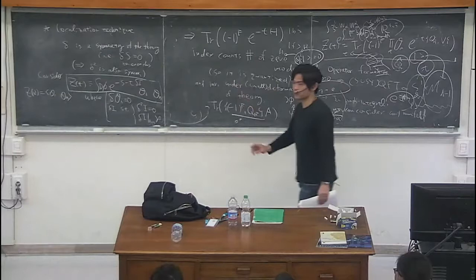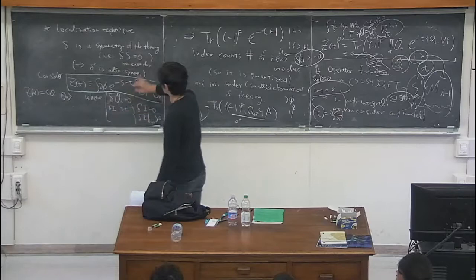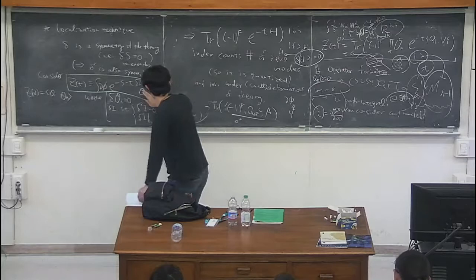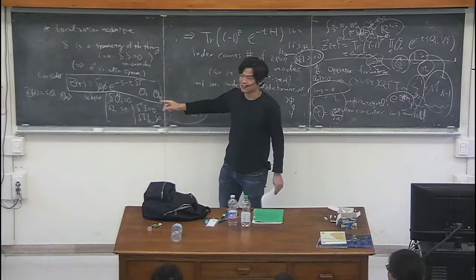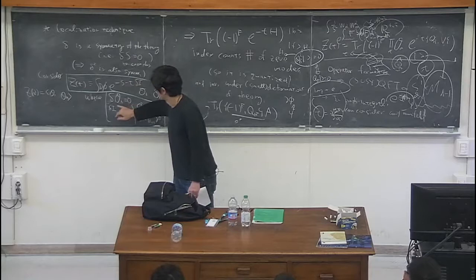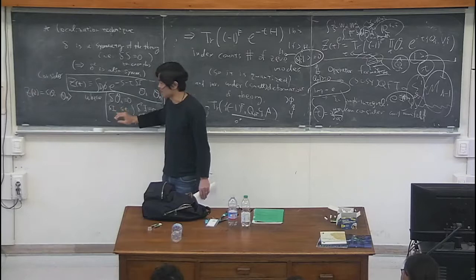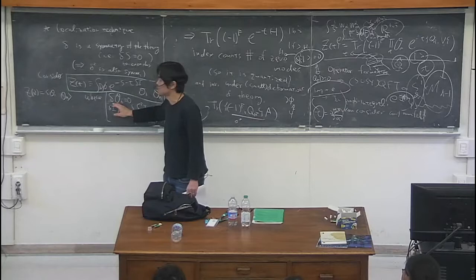The assumption is that delta is a symmetry, so delta S vanishes by acting delta, and O1 to On, this is some operator insertion. This is also an invariant operator for this symmetry. In the supersymmetric case, this is some invariant operator, called a BPS operator, because this operator keeps some supersymmetry. And delta I should satisfy this one.